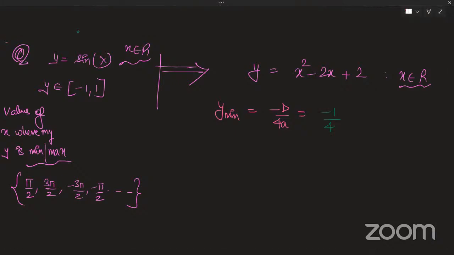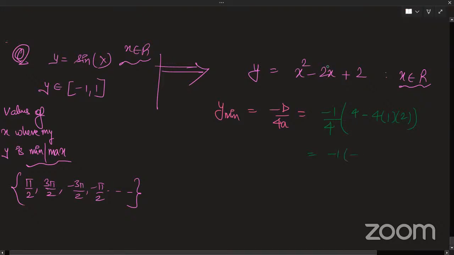So minus 1 by 4 into b square minus 4ac, right? That was it, right? Yes, sir. So it is basically 8 minus 4, and 8 minus 4 is 4. So it is minus 1 into minus 4 divided by 4. So it is 1 basically, right? So the least value of this function is 1.